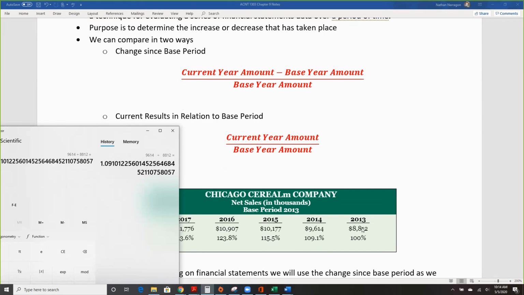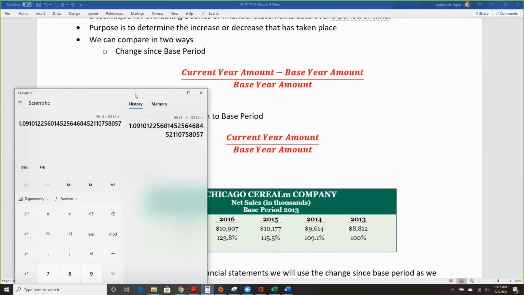And that's where they're getting the 109.1%. All they're doing is taking our base year of 2013, this is what we're analyzing, and seeing if through the years, are we going higher and higher? Are we lowering? We want to know if we're making more percentage-wise. This is how you can also see it: I take 9614 minus 8812 and divide it by 8812. That's basically without the 100, so that's giving you the 9.1%. That's all they're doing. It's really all it is.